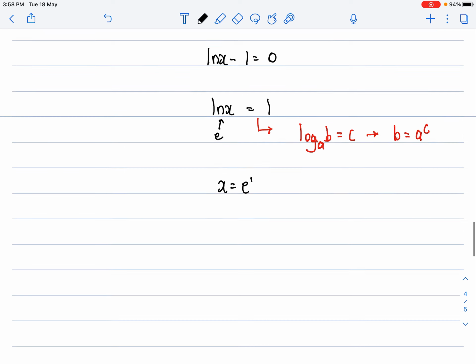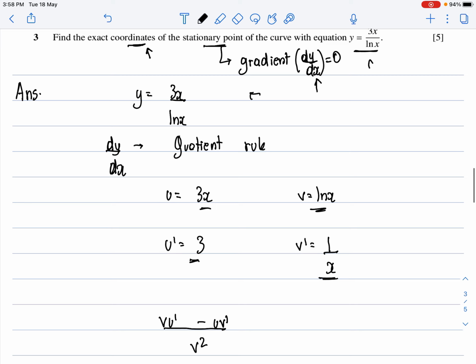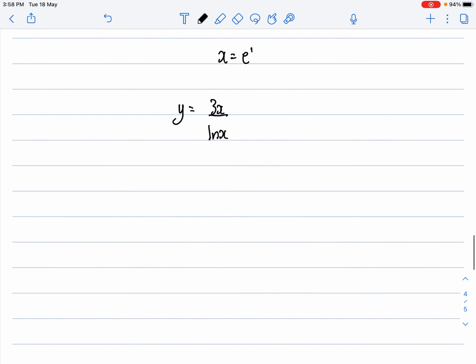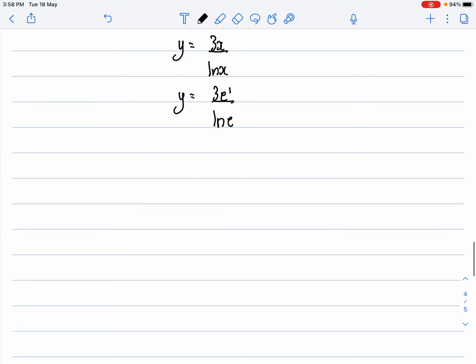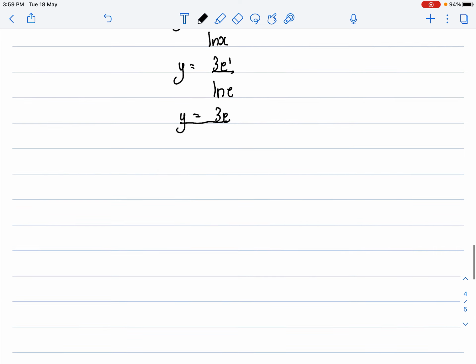Okay, so now I have my equation as y equals 3x over ln x, which is the original equation. Now I need the coordinates, so now I need the y. So I can write this as y equals 3 e raised to 1 over ln e, correct? Because I know my x is e, so I can write this as y equals 3e, and ln e is simply 1. So now I even have my y coordinate with me. So my final coordinates are simply e comma 3e, which is basically the final answer of my question.